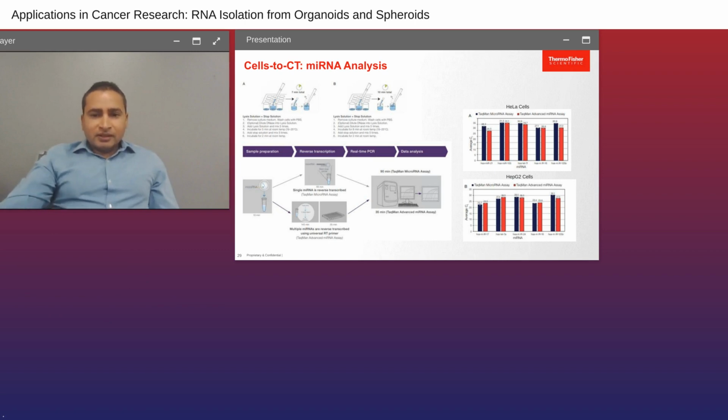So here you can see on the 2 graphs on the right, with 2 different cell types, you do get accurate and robust measurement of microRNA, which can be achieved with either of the 2 workflows you choose to study microRNA with.